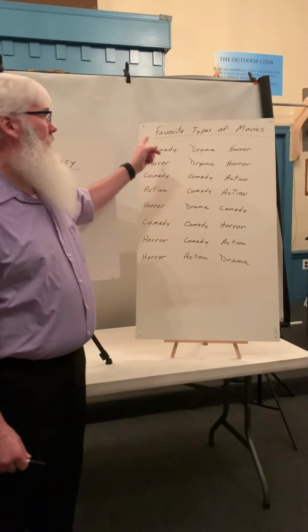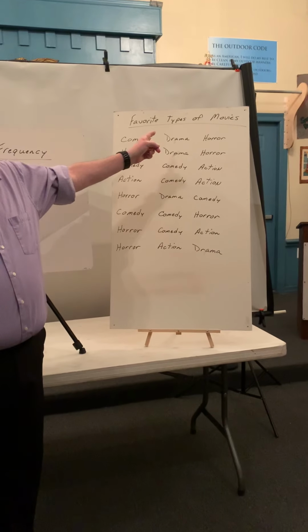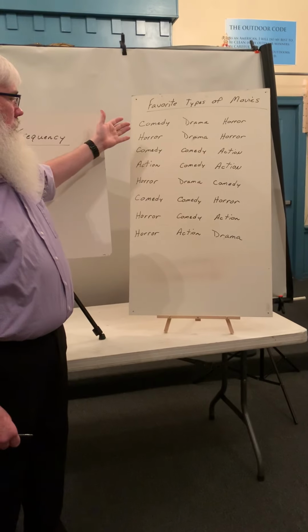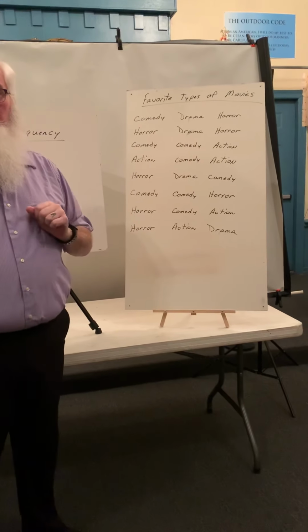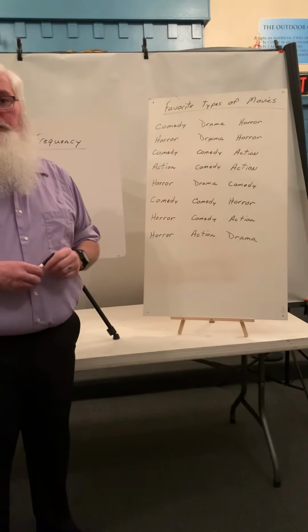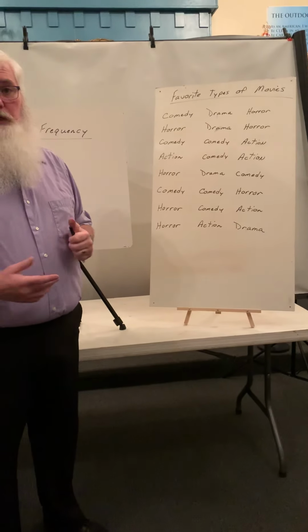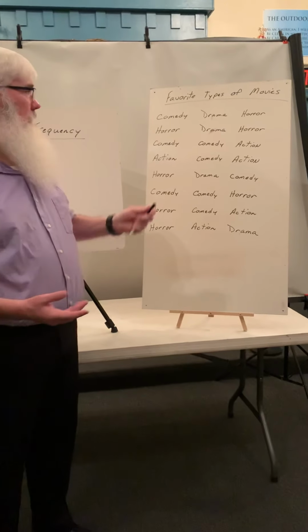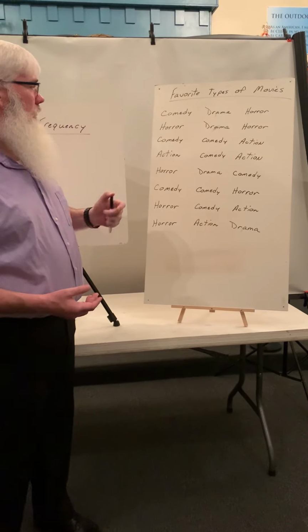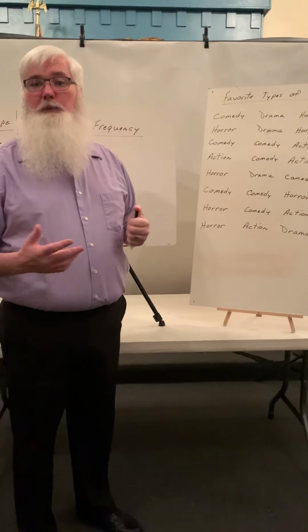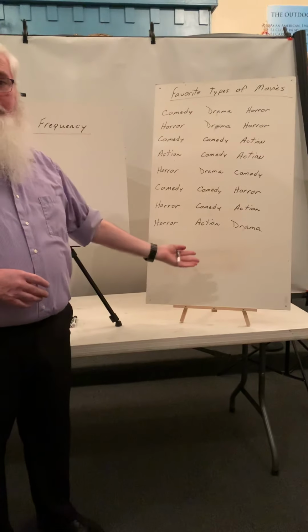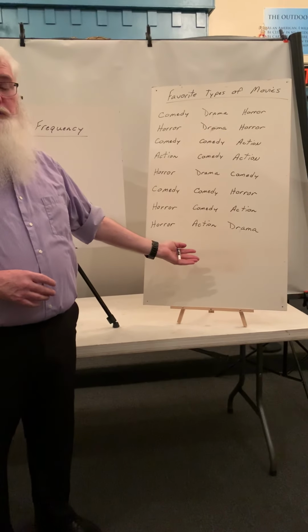So if we look over here to our example, we have a list of favorite types of movies. So imagine there was a group of 24 people that were asked what their favorite type of movie genre is. There were 4 to pick from. There was comedy, drama, horror, and action. Each person picked their absolute favorite. So of that survey, this is the data that they retrieved.